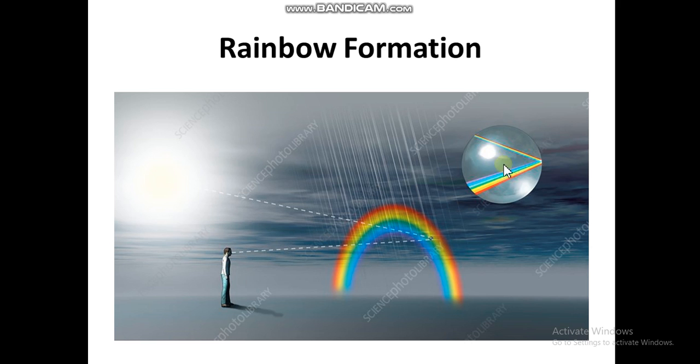So these water droplets or raindrops act as prisms which split the white light, and dispersion takes place, and because of this the rainbow can be seen. This is how the rainbow forms, and this dispersion can be seen in nature. And this is all about the dispersion of white light by a prism, and I hope you have understood.